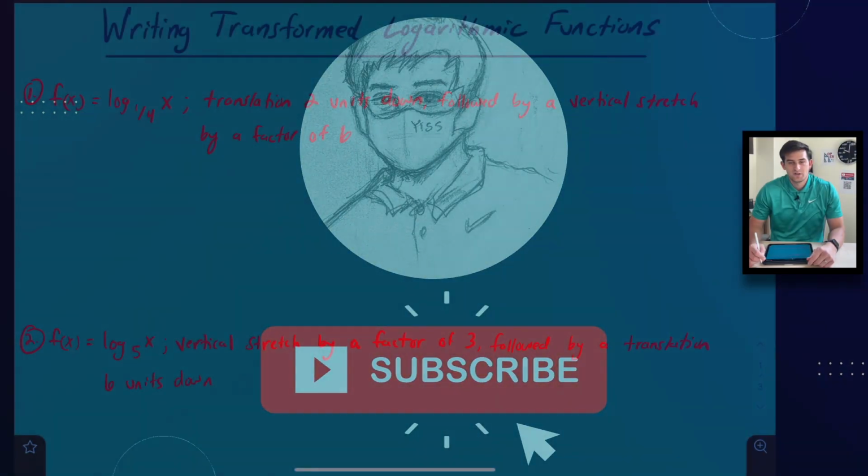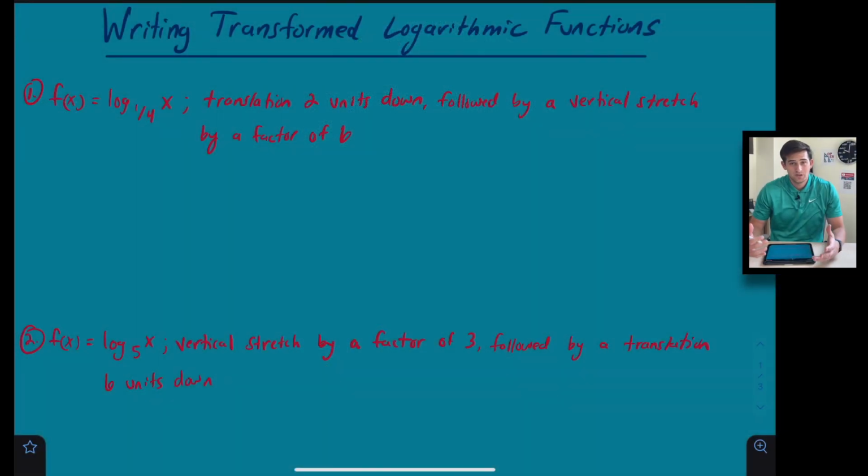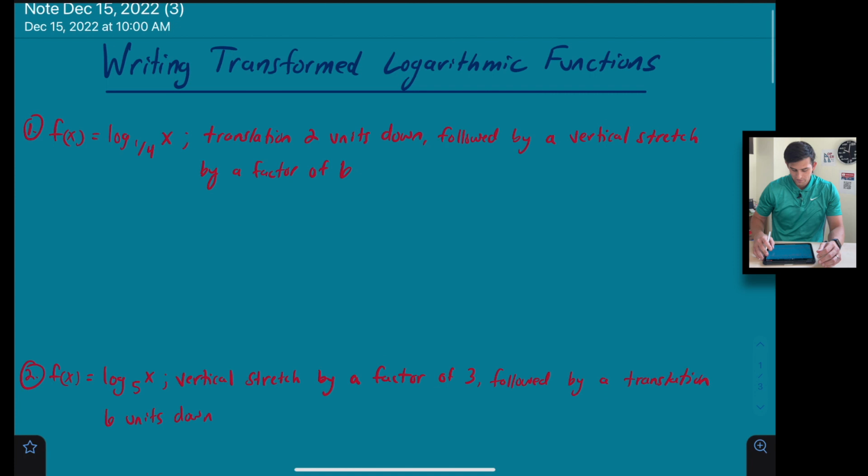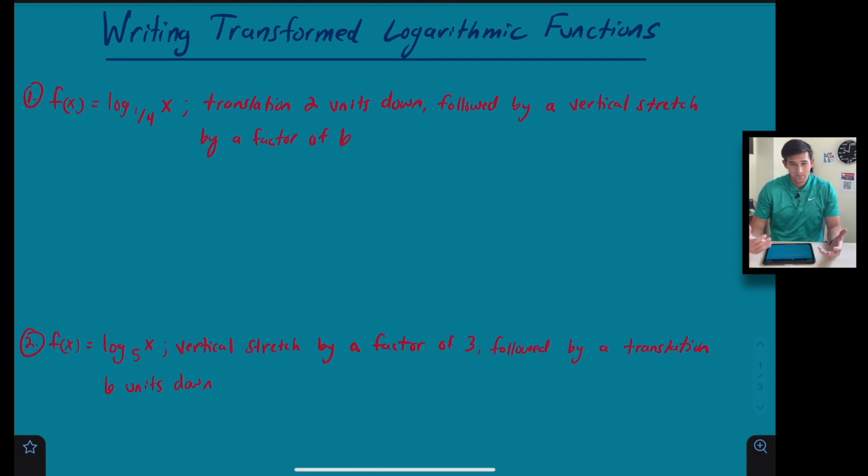Hello everyone, in this video we're going to talk about how we can write some transformed logarithmic functions. So we're going to look at about 5 separate examples here, just varying types of transformations happening: a translation, a reflection, a stretch, a shrink, so on and so forth. So let's jump into number 1.